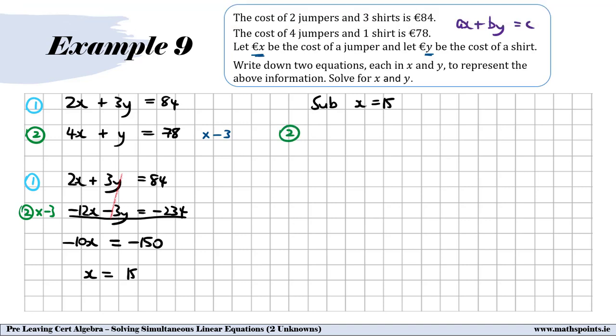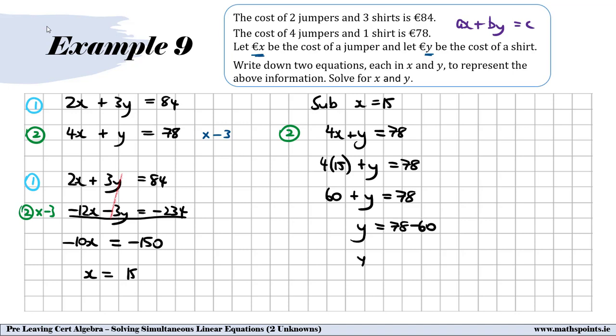So I write down equation 2 again, and I get that 4x plus y equals 78. I know that x is equal to 15, so I now have 4 times 15 plus y equals 78. 4 times 15 is 60, plus y equals 78. I'm going to subtract 60 from both sides, and I get y is equal to 78 minus 60. And then finally, y is equal to 78 minus 60, which is 18. And so I have x is equal to 15 and y is equal to 18.